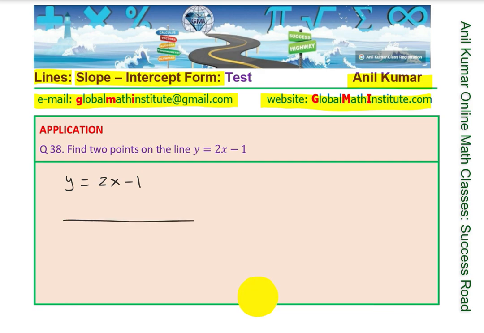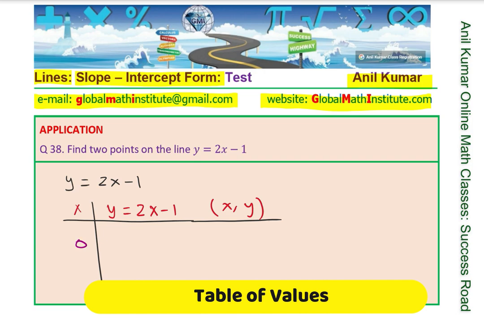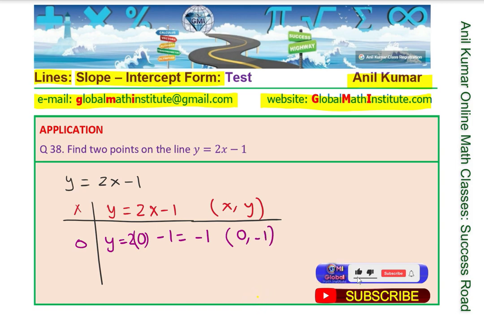Normally what we do is we make a table of values, substituting values of x and calculating y values, then writing it in the coordinate form, which is x comma y, right? So that is how we should get some values. Clear? Let's begin with the simplest of all values, which is of course 0. When I substitute 0, I get 2 times 0, which is 0, and minus 1 will give me minus 1, and therefore the coordinate point is (0, -1). And this is also the y-intercept, correct?